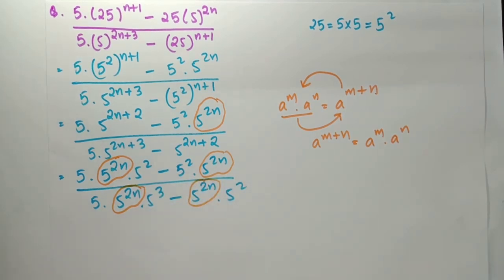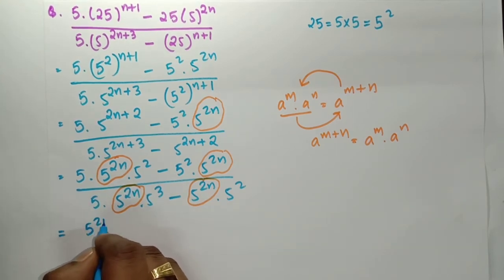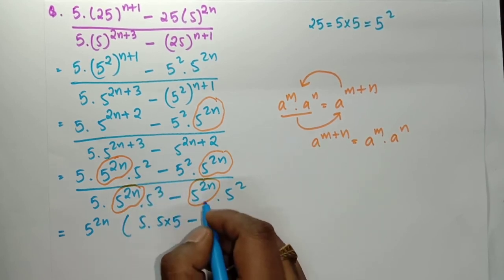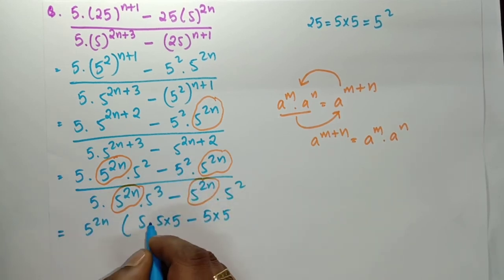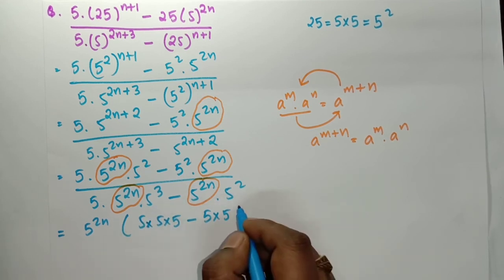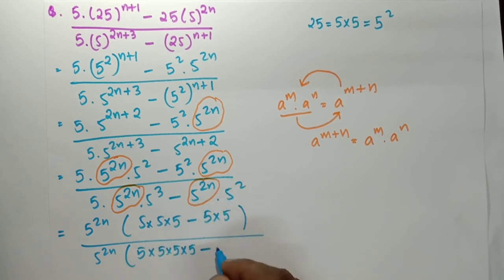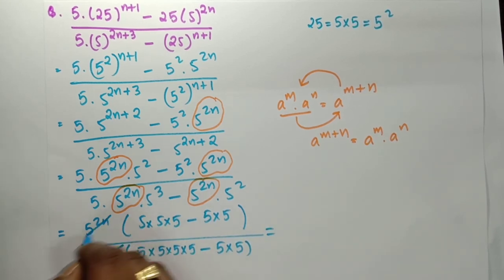So now what can I do? I can take common 5 to the power 2n. From up also, down also I can take common 5 to the power 2n from the numerator. So what will be left over here? 5 into 5 square minus, so 5 to the power 2n already taken out, so 5 into 5 square, and this dot is also into only, so let's write into only. Now down, what do you have? 5 to the power 2n. Now this side what is left? 5 into 5 cube means 5 three times, 5 into 5 into 5, minus 5 square means 5 two times. So you can see up and down both are the same, so that means they will get cancelled.